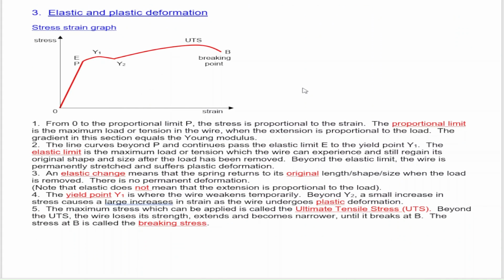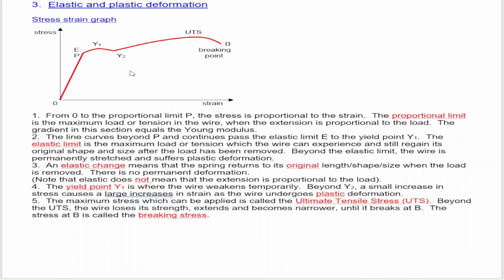Elastic and plastic deformation. So on the stress strain graph, we do have this, so stress versus strain, and we have a straight line graph from the origin until we get to P, which is the limit of proportionality. And then slightly above P, we've got the elastic limit. Please note that these 2 points are not the same.